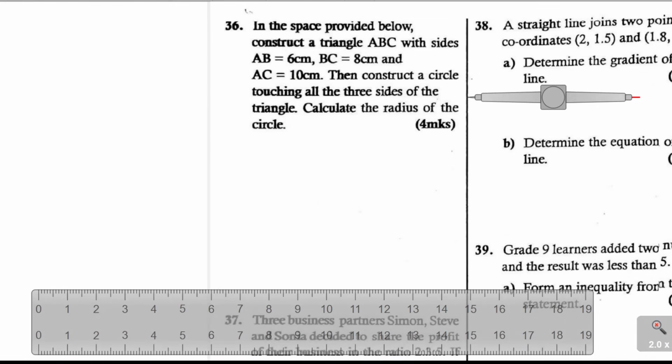Question 36. In the space provided below, construct a triangle ABC with sides AB equals 6 centimeters, BC equals 8 centimeters, and AC equals 10 centimeters. Then construct a circle touching all 3 sides. That is the most important thing that you're supposed to know. 3 sides, not the corners, not the vertices. So that means you're supposed to inscribe the circle inside the triangle so that it touches all the 3 sides. Calculate the radius of the circle.